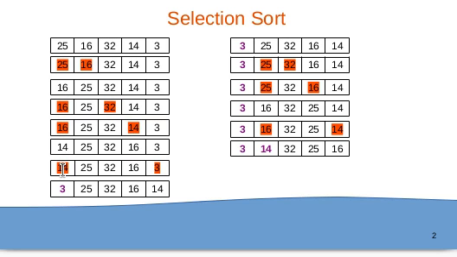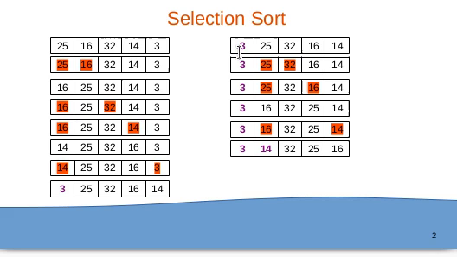So this cell contains 14. 14 will be compared to this cell, which contains 3, but 3 is less than 14. So we have to swap it. So 3 will be here and the other 14 will be here. So here we get the first smallest number in the first iteration. So this is our first iteration.